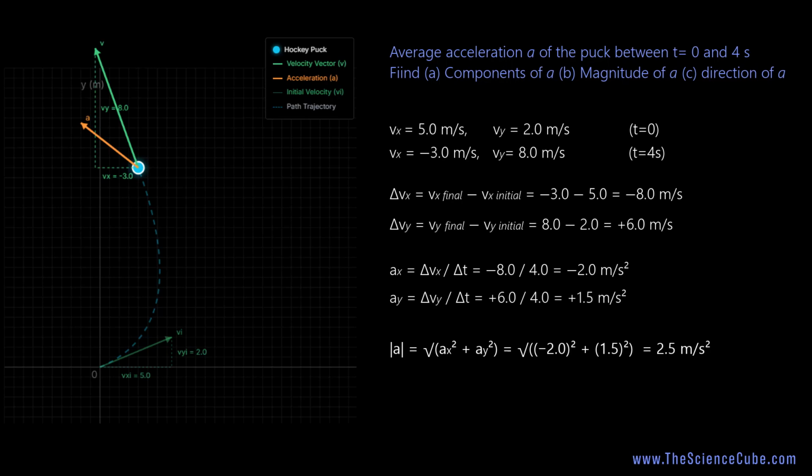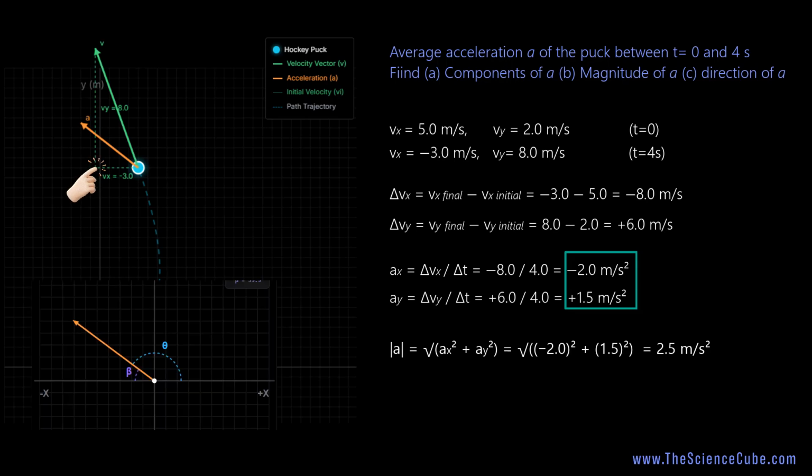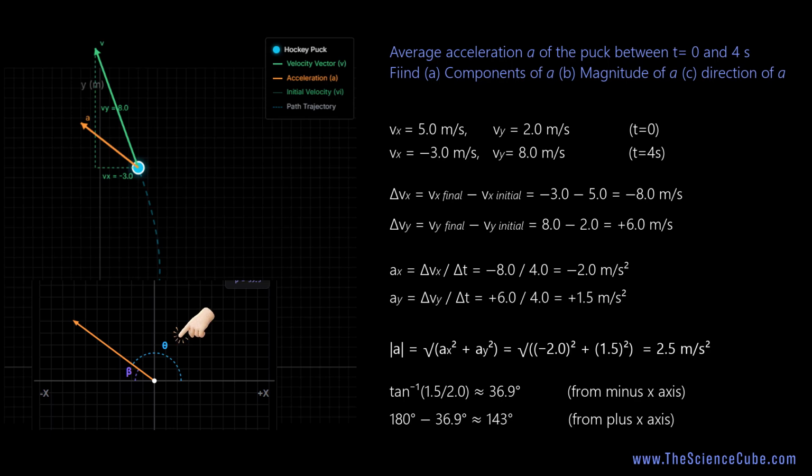Finally, step 4 is to find the direction. The acceleration has negative ax and positive ay. So it points into the second quadrant. The reference angle from the x-axis is tan inverse 1.5 upon 2, which equals 36.9 degrees. And you see this is from the minus x-axis. And the angle measured from the plus x-axis is therefore 180 minus 36.9, which equals 143 degrees.